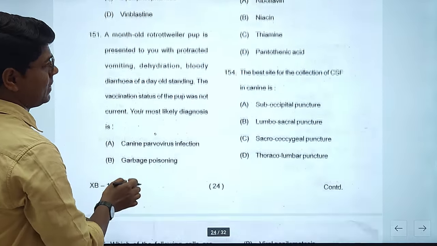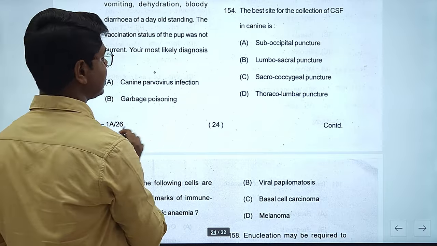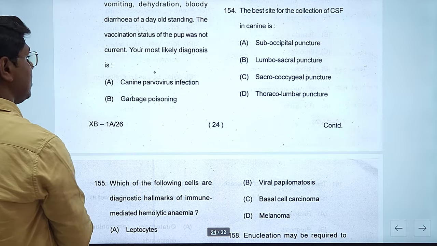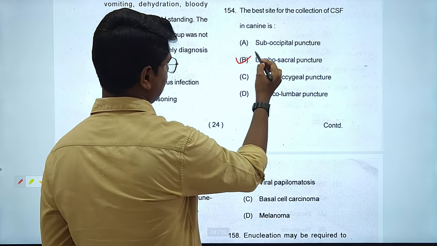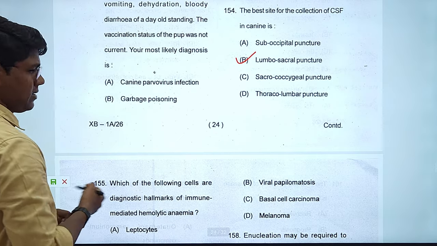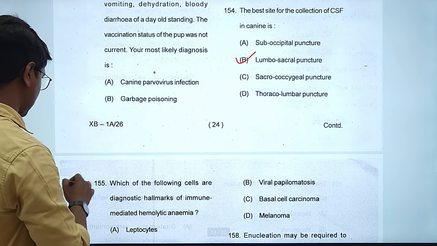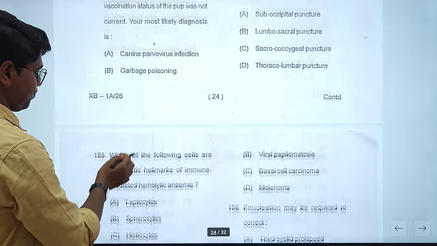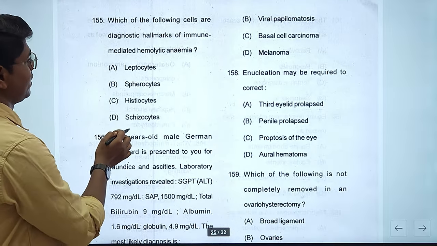The best site for the collection of CSF in canine is lumbosacral. Lumbosacral puncture. In bovines also you can do the lumbosacral puncture. For that also you need a very long needle.